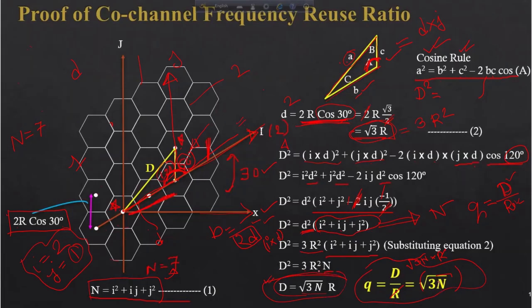So in your exam, you can get any question to derive this formula. In the question I can say derive q is equal to root 3n, or I can say derive the formula for the frequency reuse ratio, which is the small q.